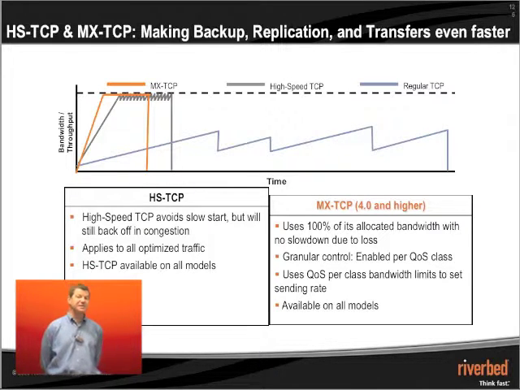Also, we could use MXTCP in a mixed traffic environment by allocating only a portion of the link to MXTCP. So for example, if we have a link that's 10 megabits per second, we could give 8 megabits to MXTCP and leave the remaining 2 megabits for voice and video traffic, for example. That way, we can utilize all of the 8 meg for the optimized traffic and still leave bandwidth set aside and guaranteed for the jitter-sensitive traffic, voice and video.